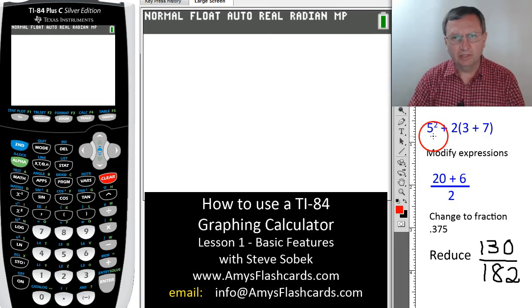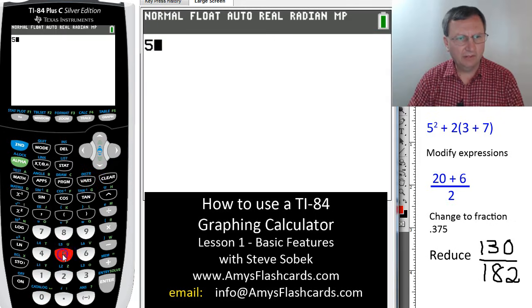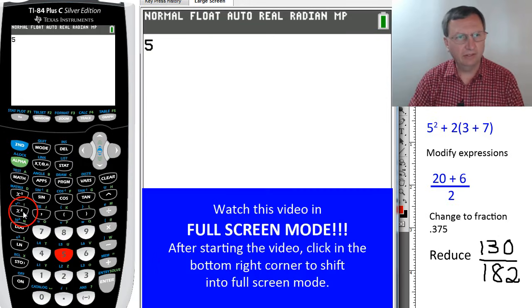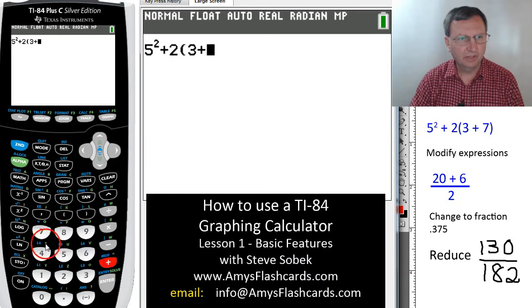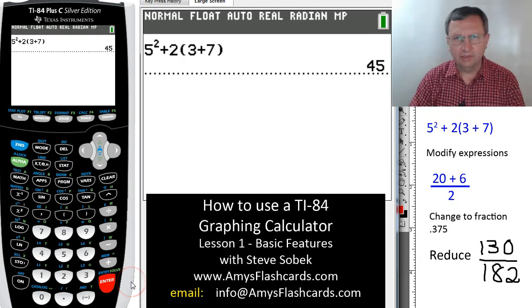Here's the first expression. If we want to evaluate this on the calculator, we would first hit the 5 key. And then to square it, the x squared key is right over here. Hit 5 squared plus 2, and then here's your left parenthesis. Notice as I hit the buttons on the calculator that you can see that they turn red, so it makes it a little bit easier for you to know what I'm hitting. And within the parentheses we have a 3 plus 7, and hit the enter key, and we get 45.